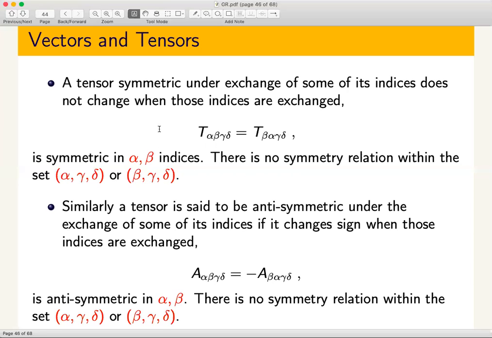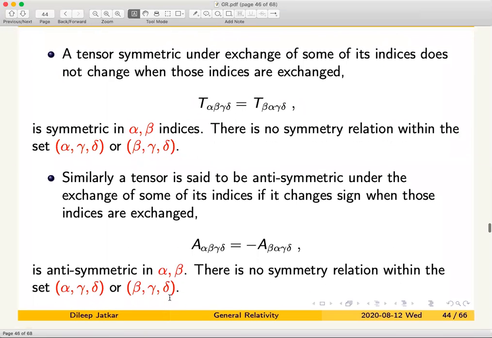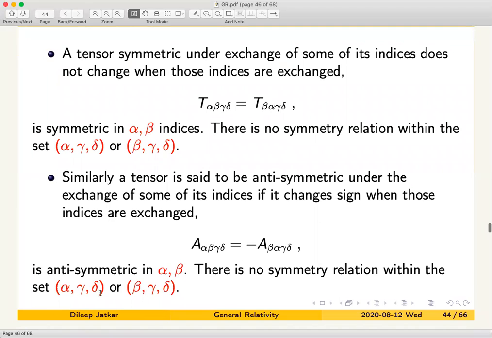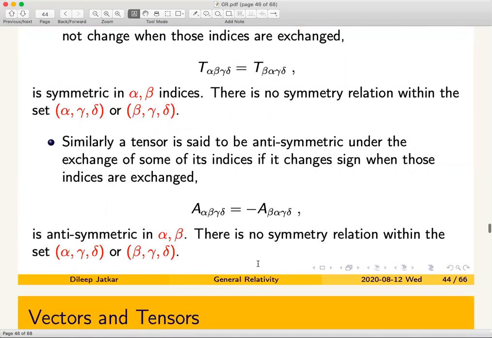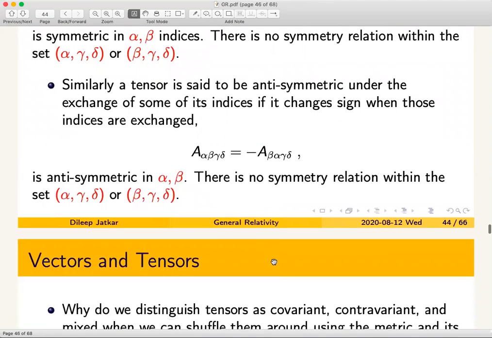Okay, so like in the symmetric case, here also we cannot make any other statement involving the complement sets, namely alpha gamma delta and beta gamma delta. Within this set we have not defined any symmetry or anti-symmetry property, and therefore for any combination of values of these indices, the tensor generically has some non-zero component. And there is no symmetry relation between them. Fine.